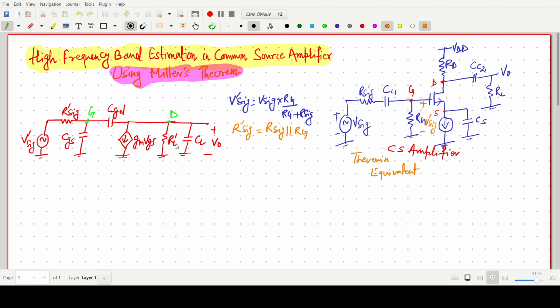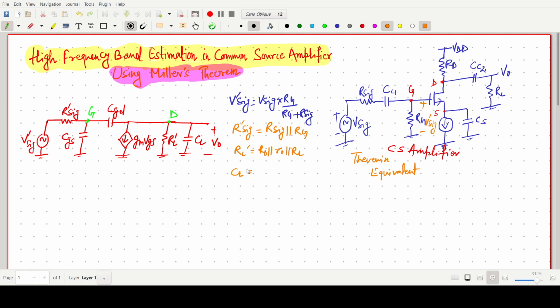Now, one more thing, this RL dash and this one is the high frequency model. So this should be our gate to source capacitance, okay, and gate to drain. So there is a bridging capacitance, so that's why I am using here Miller's theorem that I will tell you. So now this RL dash corresponds to what? Some RD resistance in parallel with R naught resistance and RL. Okay, that's why I am simply writing RL dash. And one more capacitor is there, that is our CL.